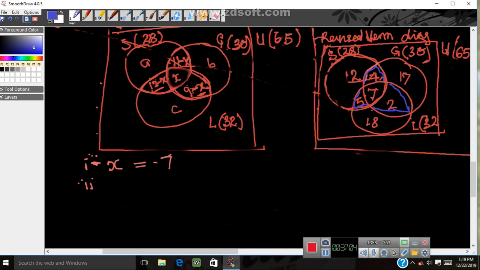So exactly two, let me change my writing ink again. Exactly two equals 4 plus 2 plus 5.